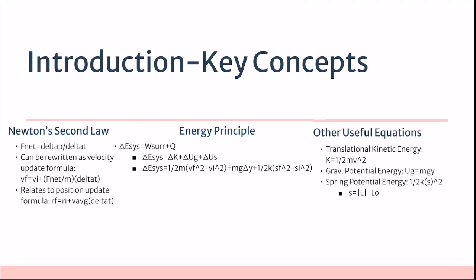Some key concepts we needed to complete this lab were Newton's second law, which you can see below. We've used this in the past few labs. The energy principle, which is delta E system equals the work done by the surroundings plus Q. And the format we used in this lab was delta E system equals delta K plus delta U_G plus delta U_S. The formula below breaks that down even further, and you'll see where we input that later into our code. Other useful equations are the translational kinetic energy equation, gravitational potential energy equation, and spring potential energy equation.